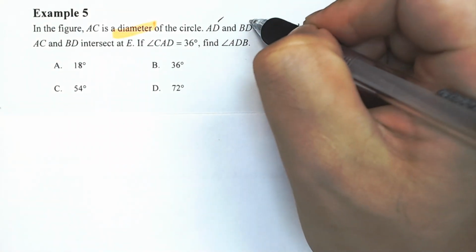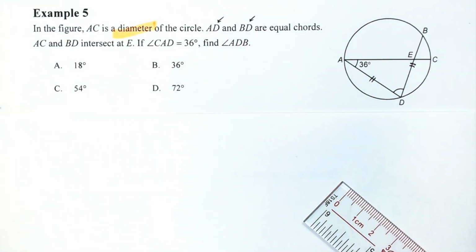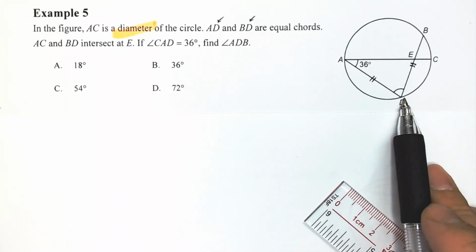Whenever there are 2 letters being the same, that means we can form an isosceles triangle also. Okay, so you may consider equal chords property, or you can consider base angles of isosceles triangle if you join AB. Now, angle CAD is 36 degrees, and you need to find angle ADB.